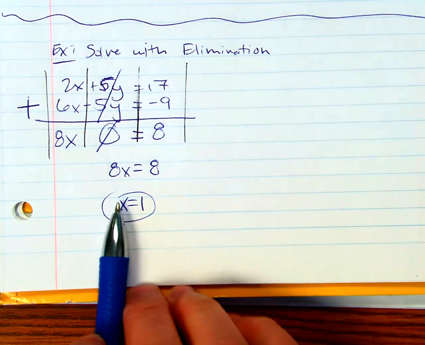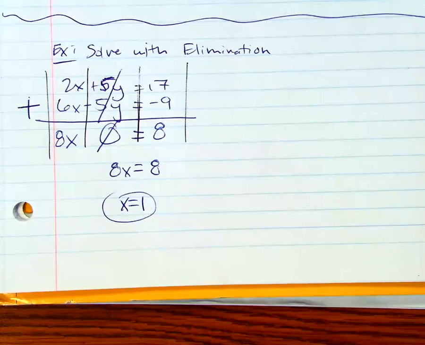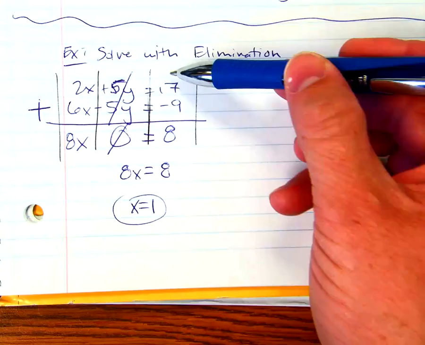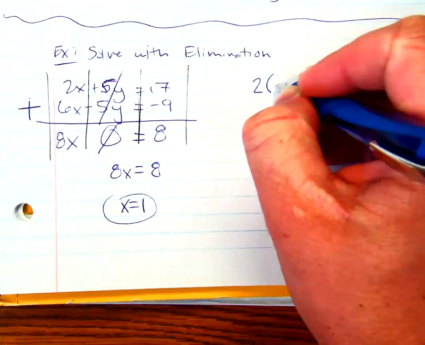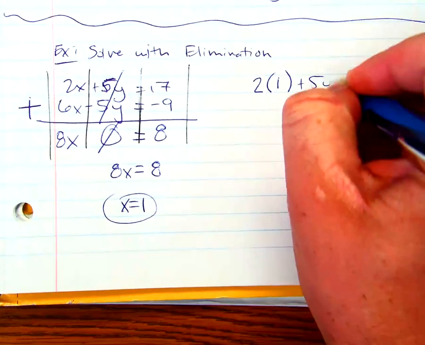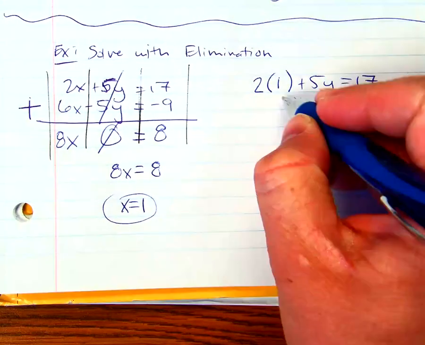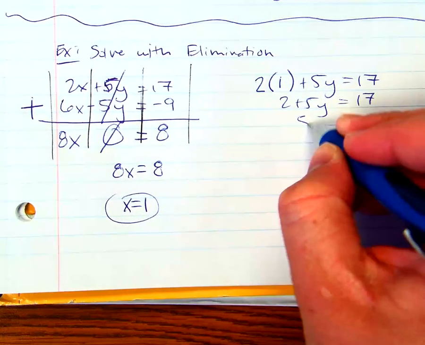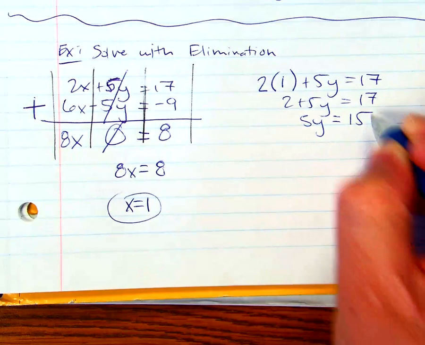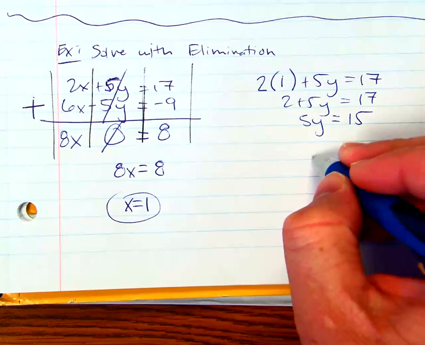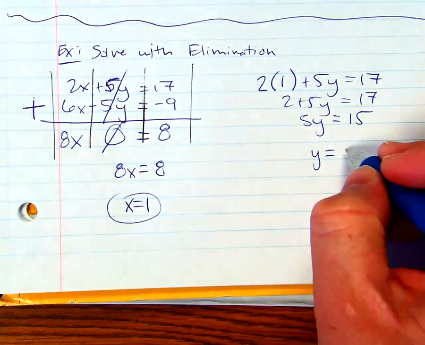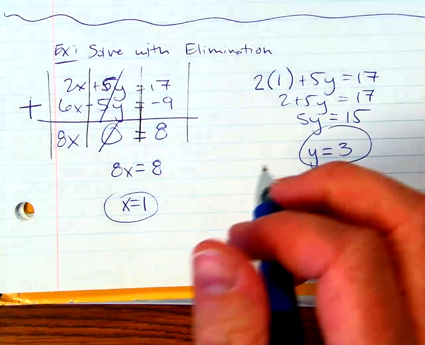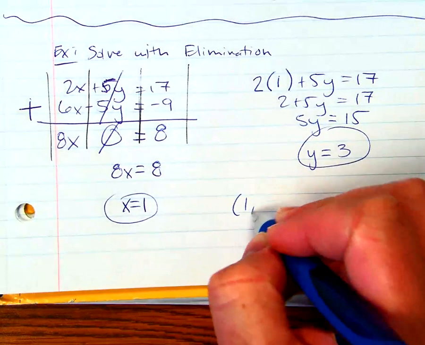Now that I know what x is, just like we did with substitution, the second half is the same. Now that I know what x is, I can plug it into either one of these equations and find out what y is. I'm going to go ahead and plug this into the first equation. So instead of x, I'm going to put a 1. So 2 plus 5y equals 17. If I subtract the 2, 5y equals 15. And if I divide by 5, y equals what? 3. So our final answer is 1, 3.